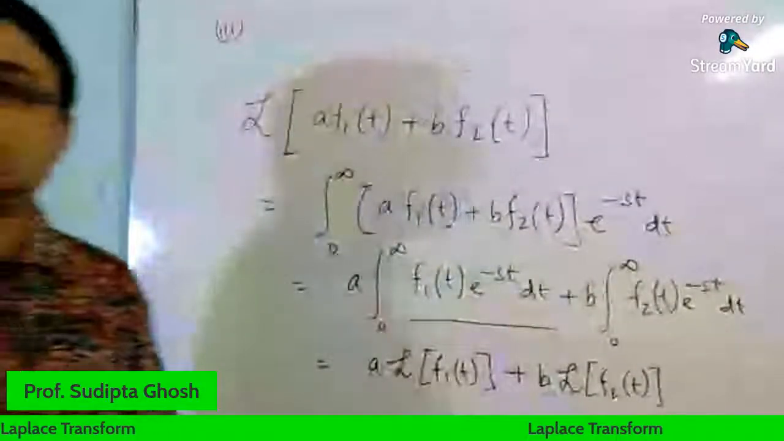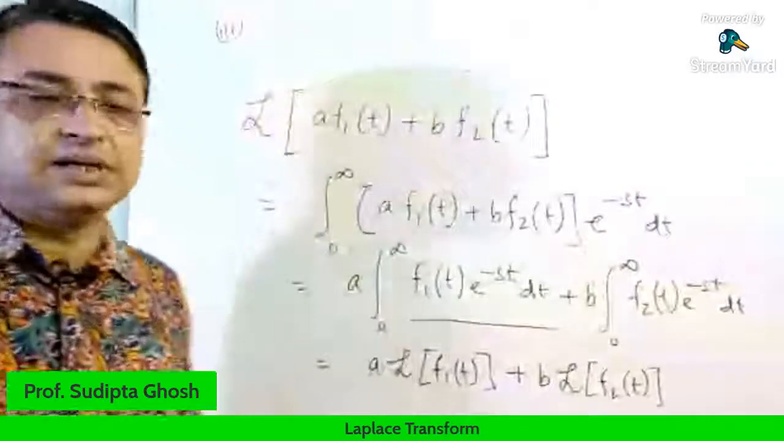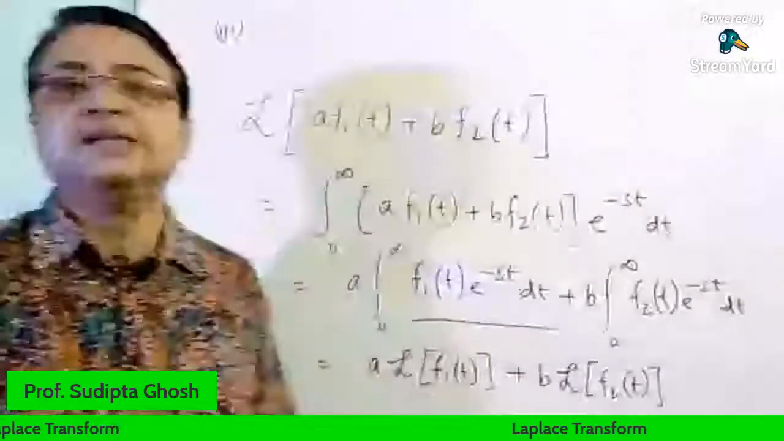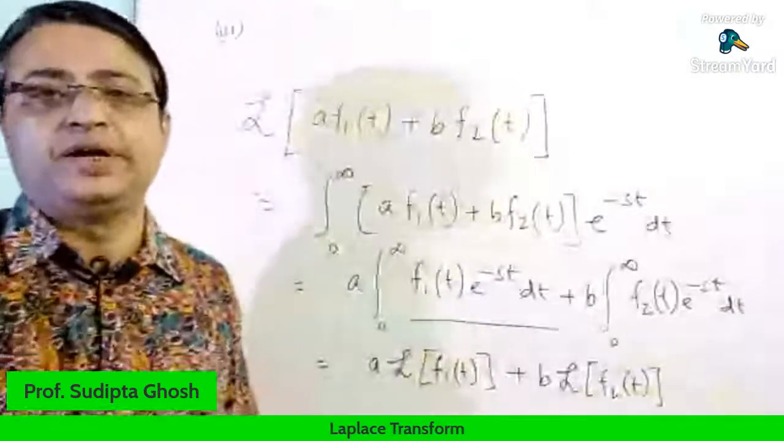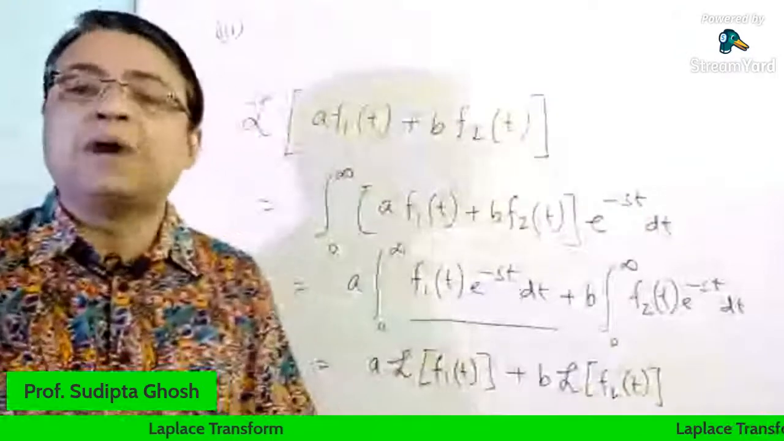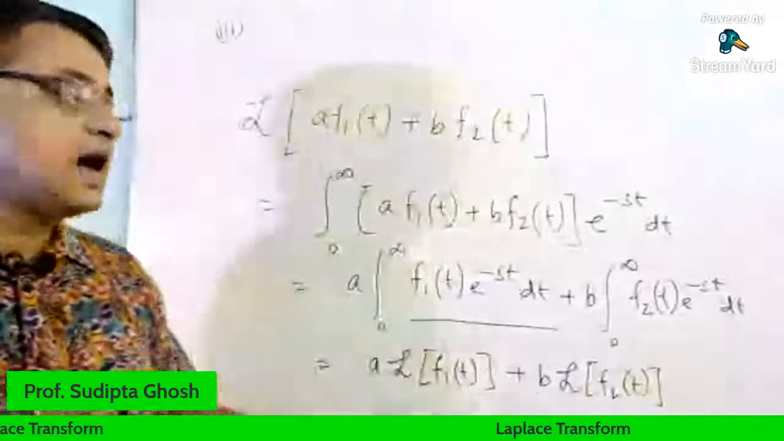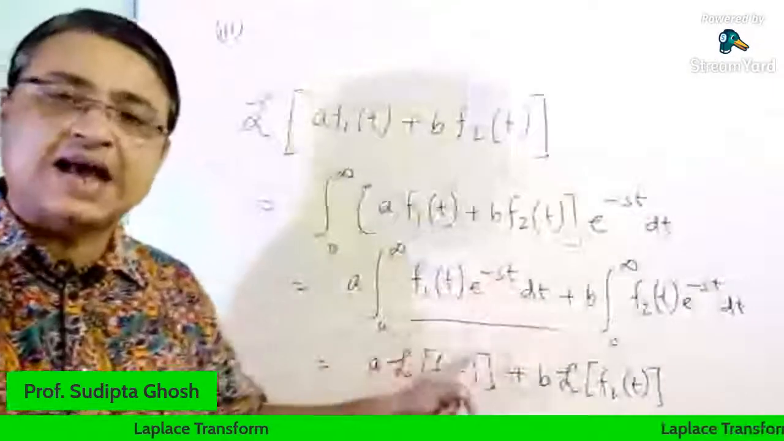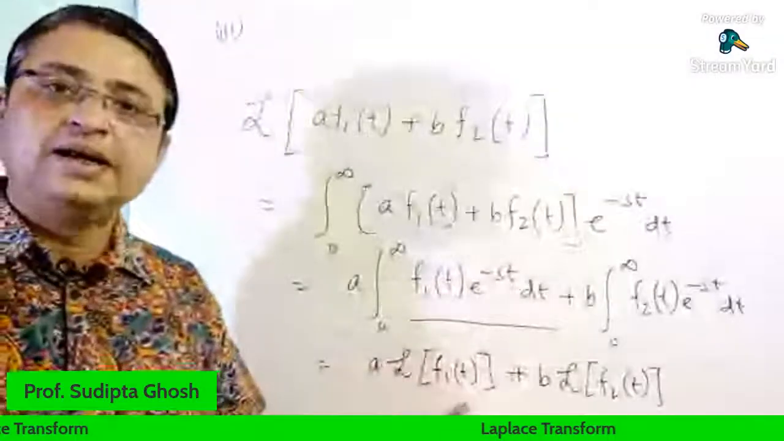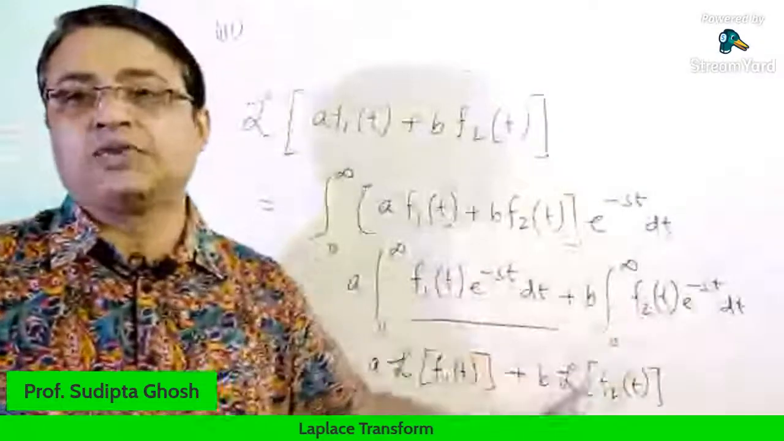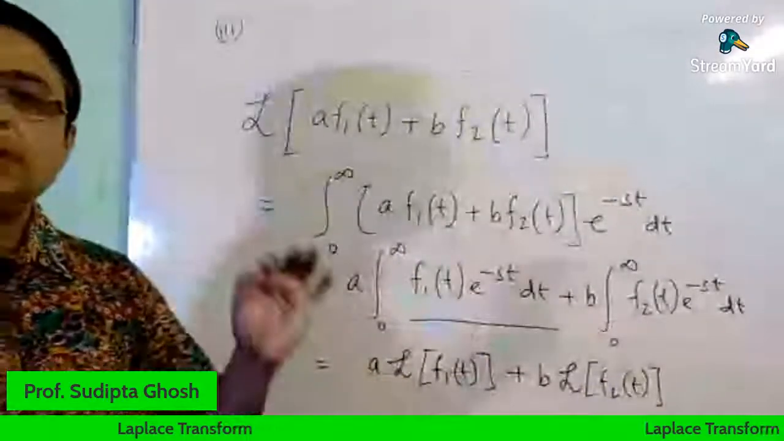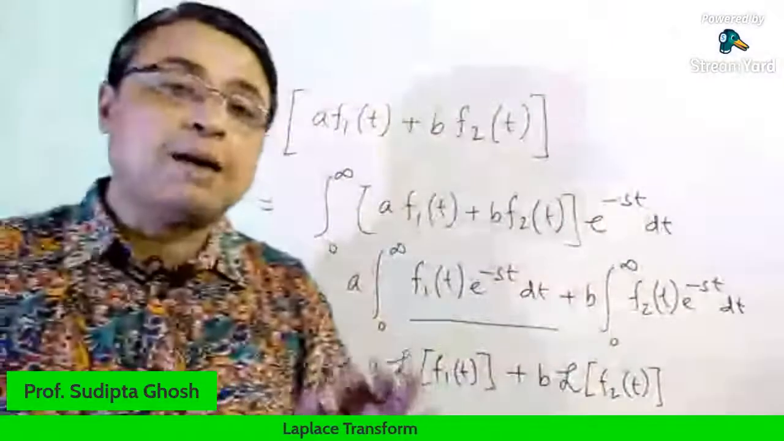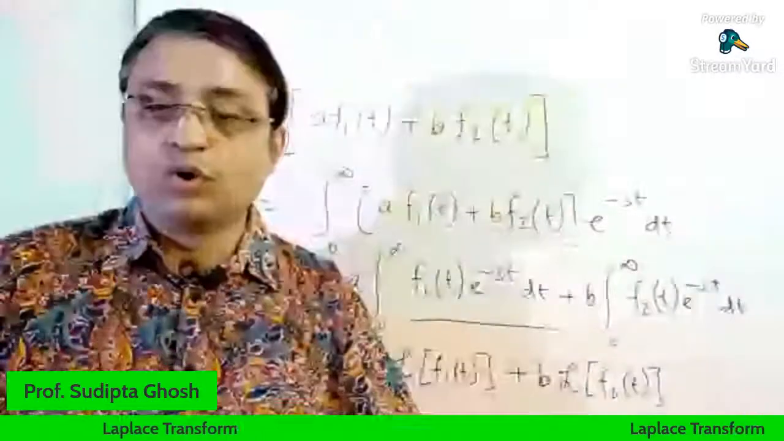Why? Because the formula of Laplace transformation tells us that the transformation of f1t is integral 0 to infinity f1t e to the power minus st dt. So here I am writing integral 0 to infinity f1t e to the power minus st dt as the Laplace transform of f1t, and plus b times the Laplace transform of f2t. So now this property or this principle I am going to apply in our number 4 function.